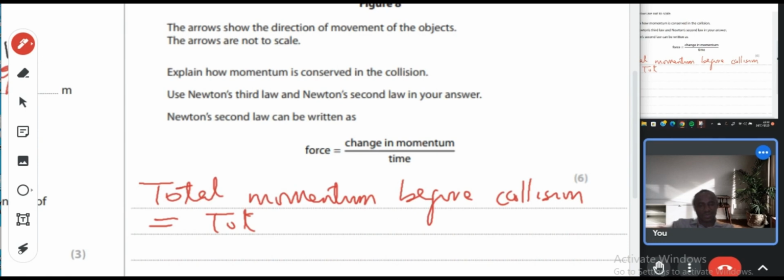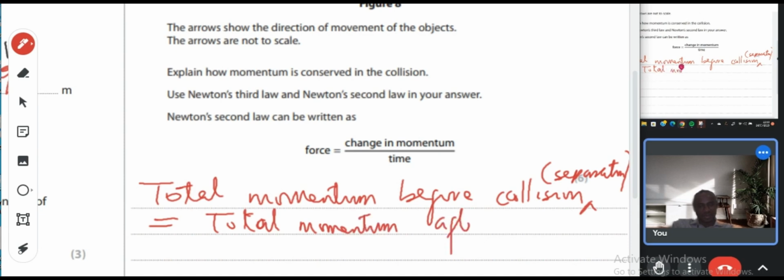But let me not go into the details. Total momentum before collision or separation is equal to total momentum after collision or separation. Read what I wrote.